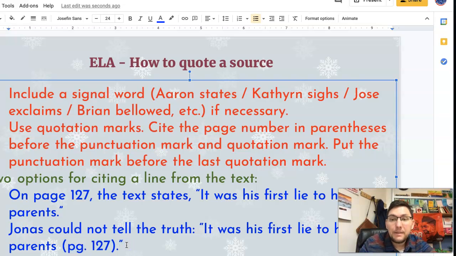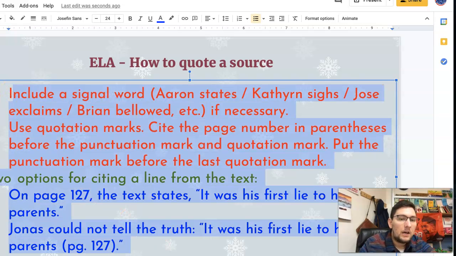I know that's a lot, but that is how you cite a quote. All right, very important. I'll also include this in the post, all this text right here.